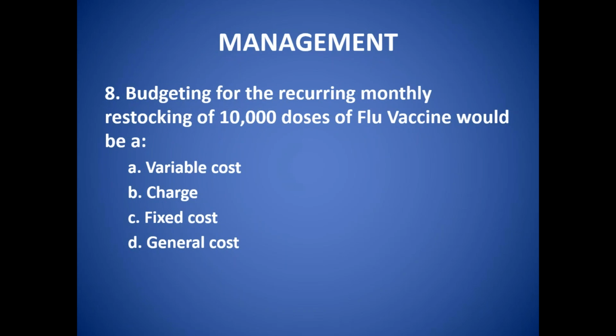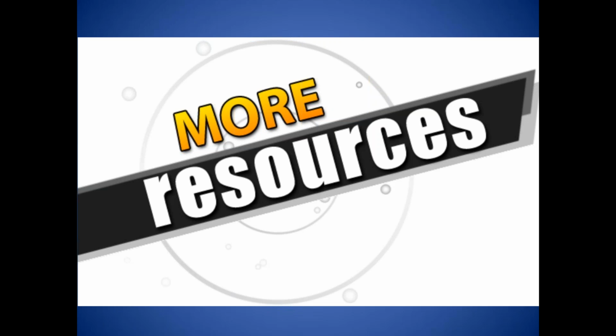Budgeting for the recurring monthly restocking of flu vaccine would be a fixed cost. We know exactly how many. If it said budgeting for the recurring restocking of flu vaccine based upon demand each month, it would be variable because we wouldn't know how many doses we would buy next month versus the month after that.